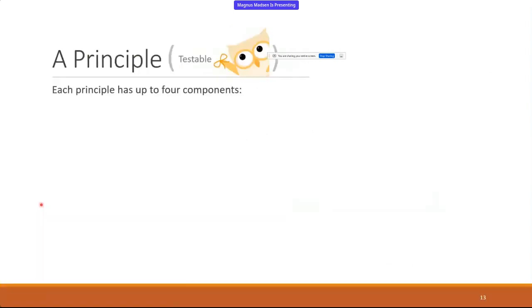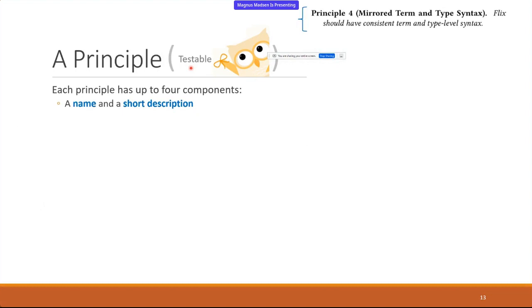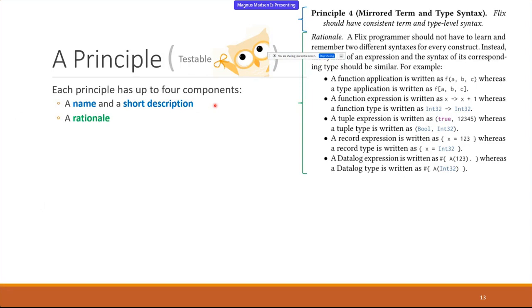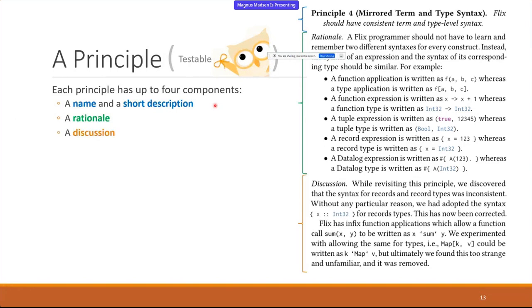Now we get to the principles, and these principles, the goal here is that they should be testable or falsifiable. So you should be able to look at a principle and say, are we living up to it? Now, just to tell you a little bit about what you can expect in the paper. So each principle has a name and it has a short description. Then there is a rationale that explains what is this principle about. Then there is the discussion that talks about how has this principle affected the design of Flix. And finally, for some principles, there might be a hypothesis, which is actually like a conjecture we'd have that someone could perhaps go out in the real world and experimentally validate.